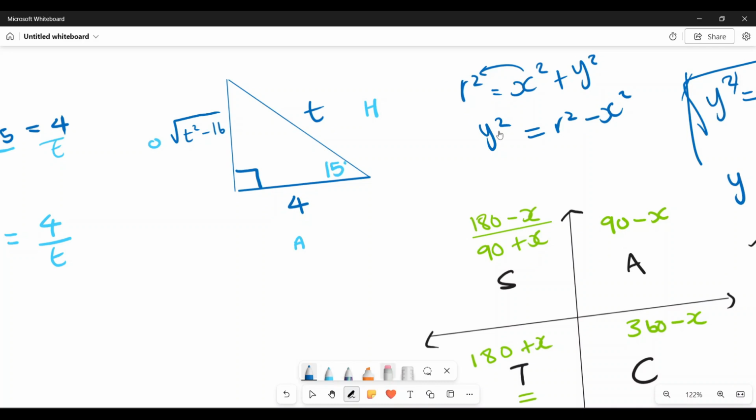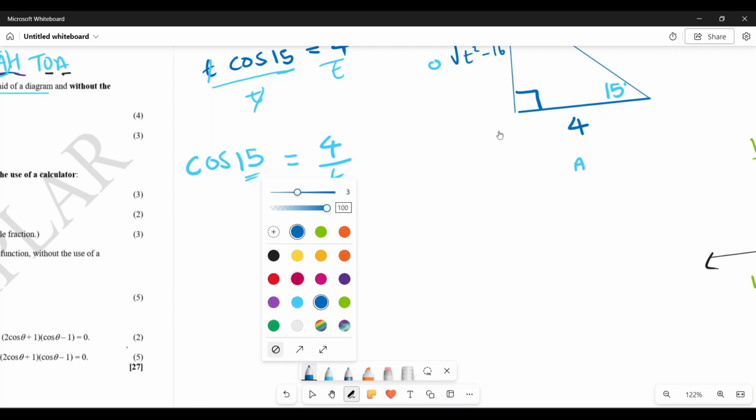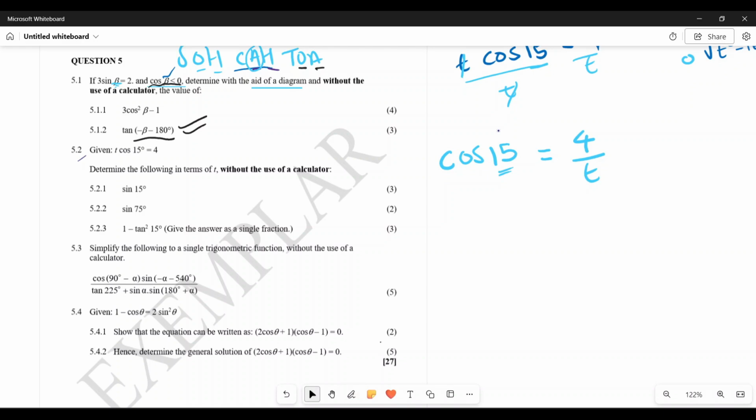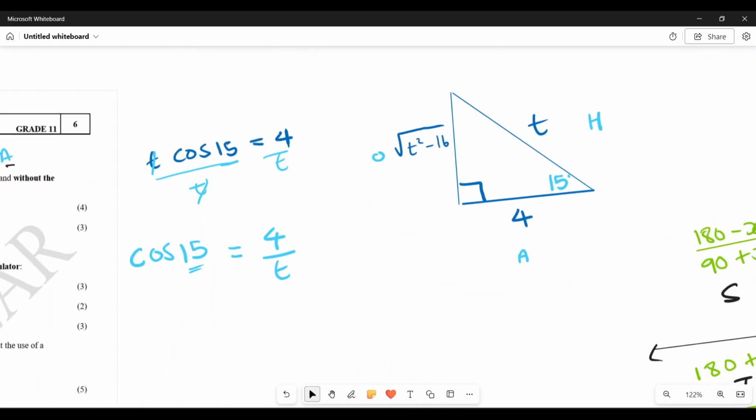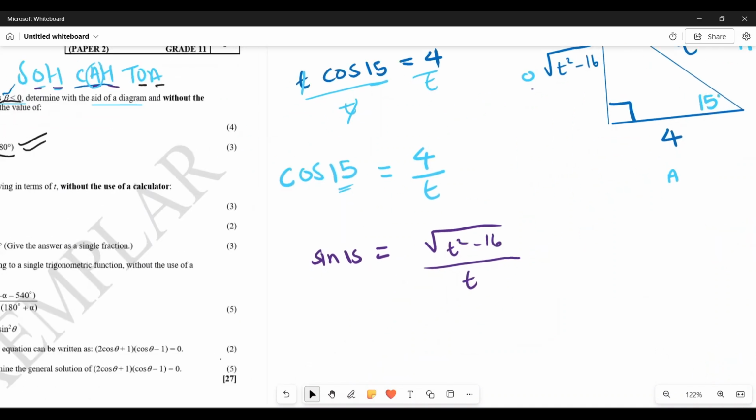Minus 16, right? So now let me just erase here. Now that we have our diagram, we can try to answer these questions that we are given. Let me see what the question is requiring us to calculate. Here, they want us to find sine of 15. Remember, sine is opposite over hypotenuse. My opposite in this instance, so I'm going to write here, sine of 15 is going to be my opposite, which is square root of t squared minus 16, divided by my hypotenuse, which is t. And this would be my final answer.